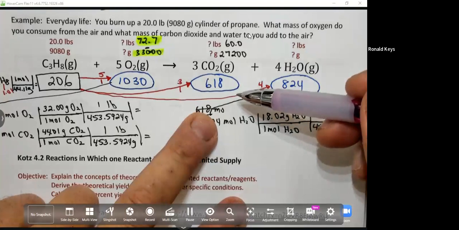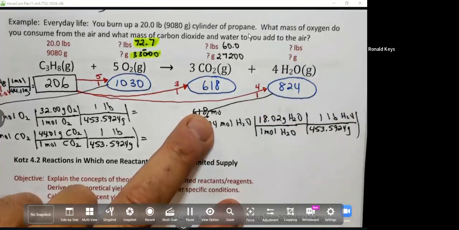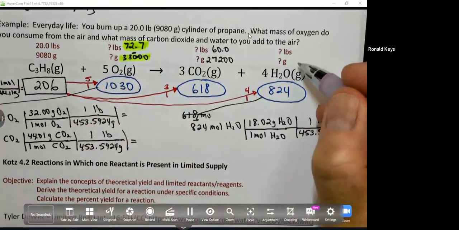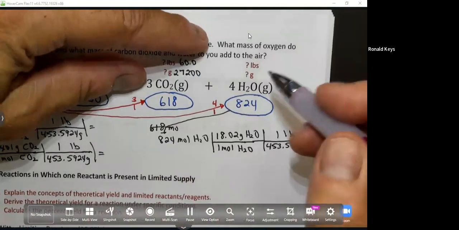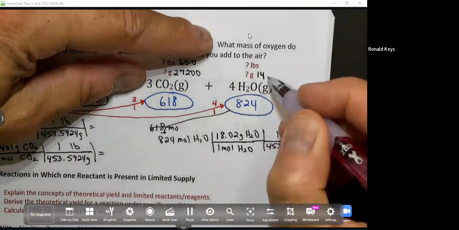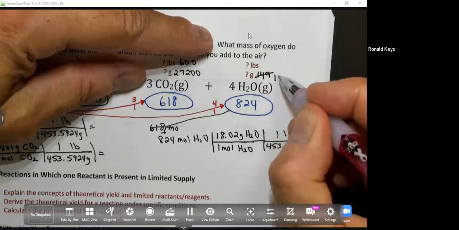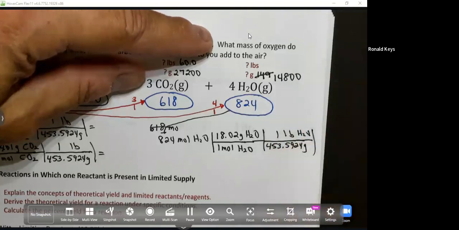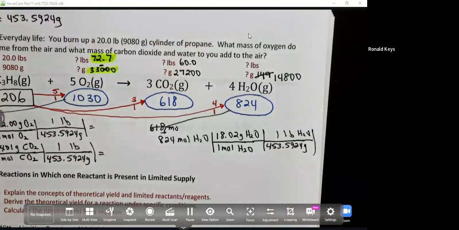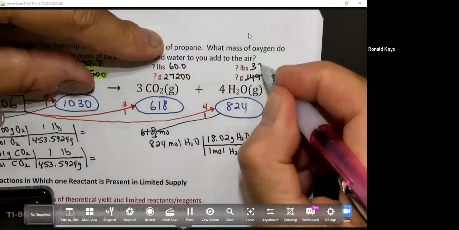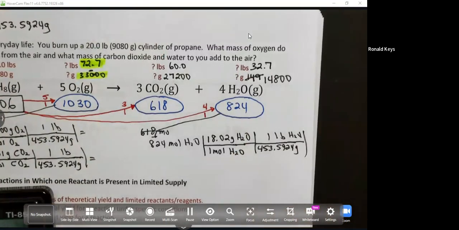60 pounds of CO2, 60 pounds of carbon dioxide. 2.7 pounds, huh?